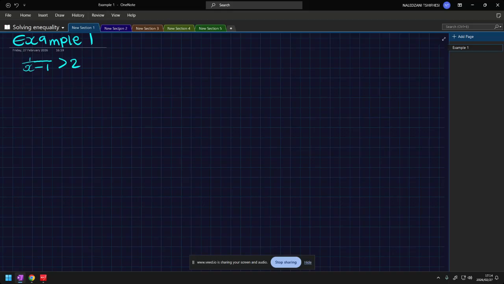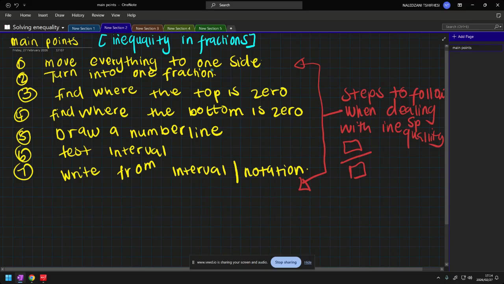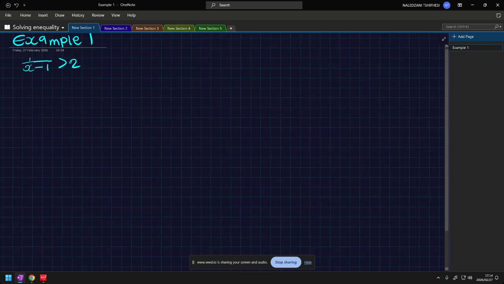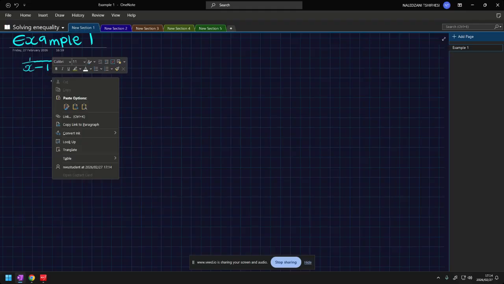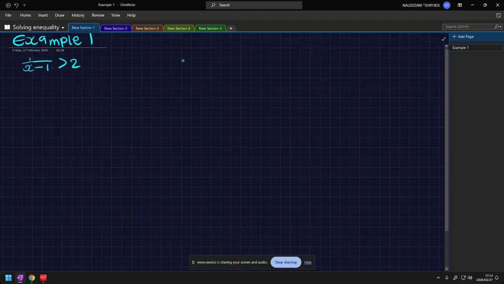So remember from our steps that we're gonna have to move everything to one side, right? So let's move this 2 to the other side. Then we're gonna have 1 over x minus 1, minus 2, which is less than 0, right?